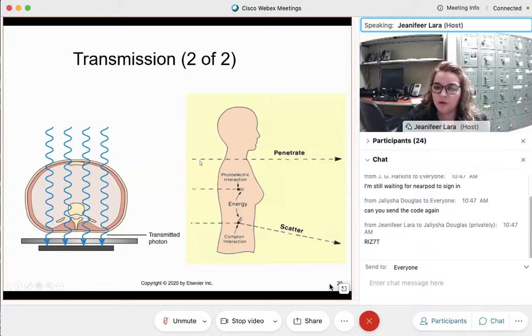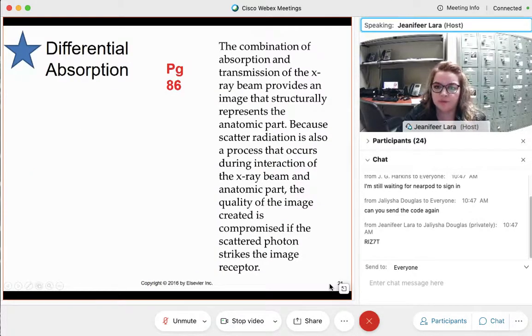So we're going to talk about transmission or penetration, absorption, because if we have a photon that has been completely absorbed into the body, it is not going to reach the image receptor. And then we have Compton. We have that primary photon enter, it got scattered, and now that photon is taking off into a different direction from what it initially was. So we need all three: penetration or transmission, absorption, and scatter. We need all three to make differential absorption.